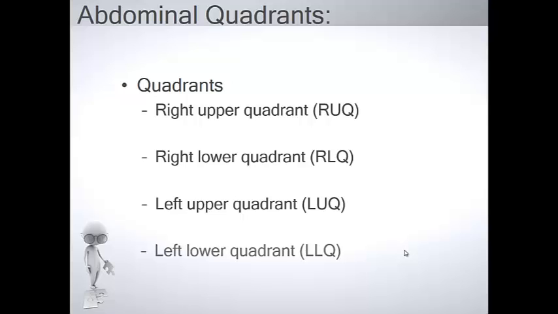And finally, in the left lower quadrant is a portion of the descending colon, the sigmoid colon, the left ovary, and a portion of the uterus in females, the left ureter, and a portion of the urinary bladder.